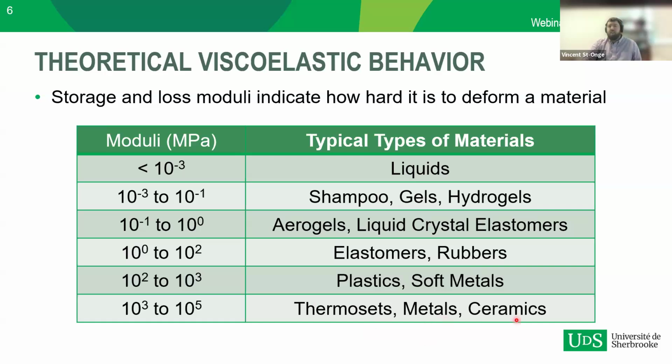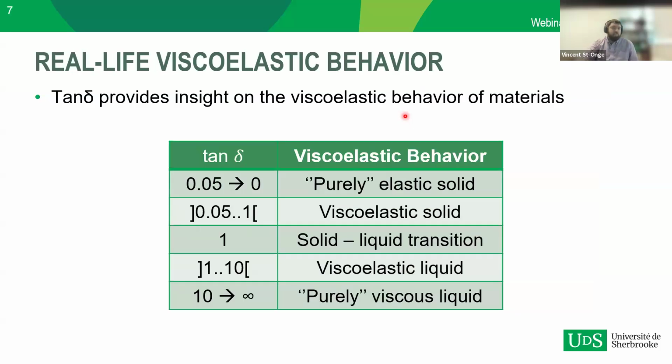You get metals and then ceramics. So really the storage and the loss moduli clearly indicate how hard it is to deform your material, whereas the tan delta provides insight on the viscoelastic behavior of the material. So the ratio of viscous to elastic behavior.